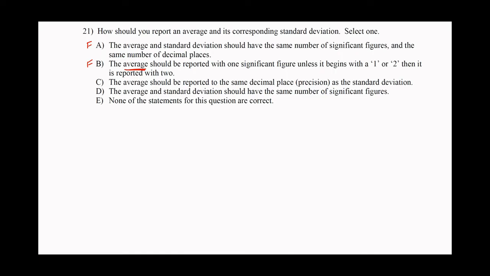The average should be reported to the same decimal place precision as the standard deviation. Yes, if your standard deviation is this, then your average should be reported as that. True. This is directly from the rules. Copy paste. The average and standard deviation should have the same number of significant figures. That's just awful. And none of the above. Nope, we do have one. That is true. So 21 is C.